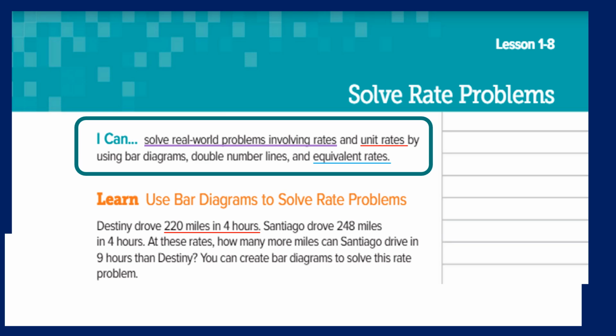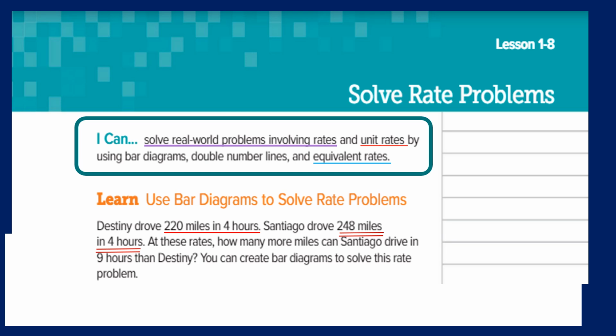Once again, since unit 1, or lesson 1, we've talked about finding our original ratio. Well, in this case, I need to find my original ratios. So my original ratio is 220 miles in 4 hours. My second original ratio is 248 miles in 4 hours. By using those, then, we need to find our unit rate.